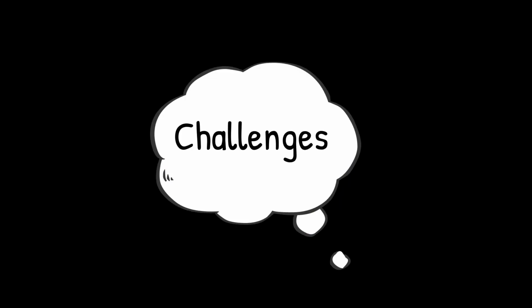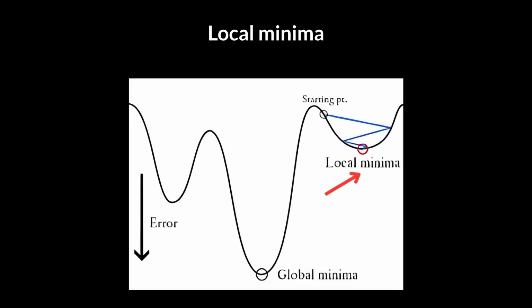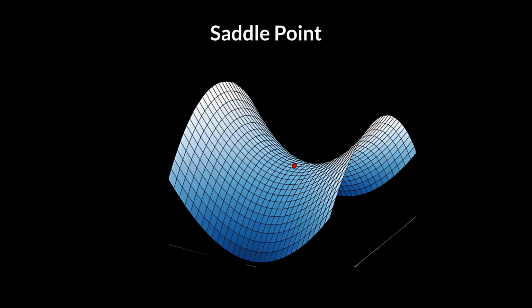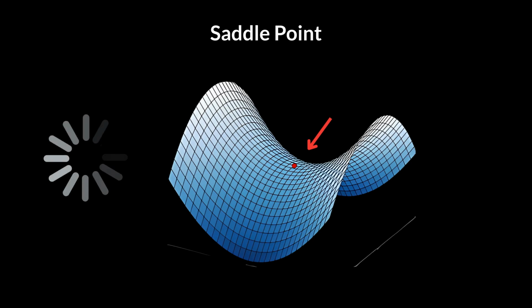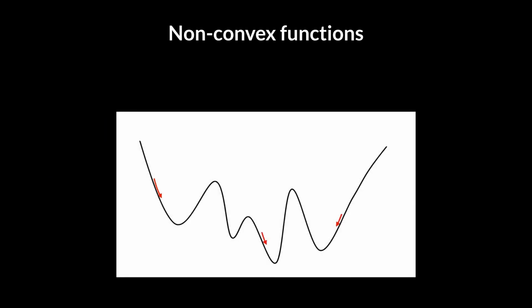Gradient descent faces some challenges, such as local minima. The algorithm can get stuck in local minima, which are suboptimal points in the cost function. Saddle points. These are points where the gradient is zero, but they're not minima. Gradient descent can become very slow near saddle points. Highly non-convex functions. In some cases, the cost function can have a complex landscape, making it difficult for gradient descent to find the global minimum.